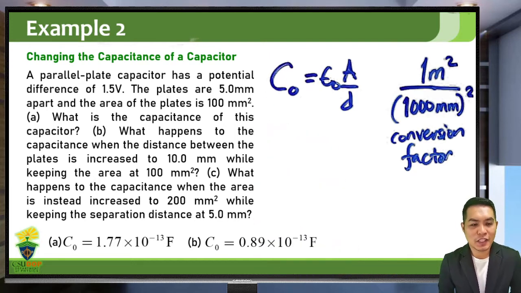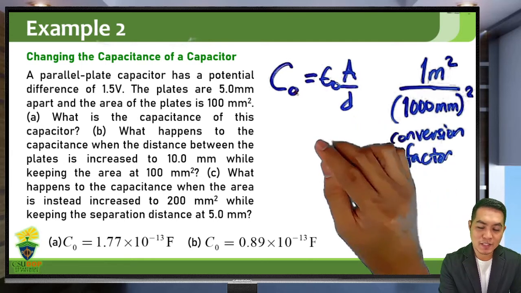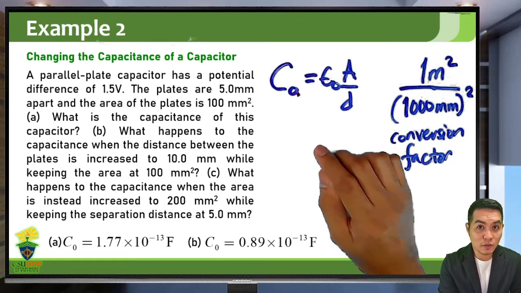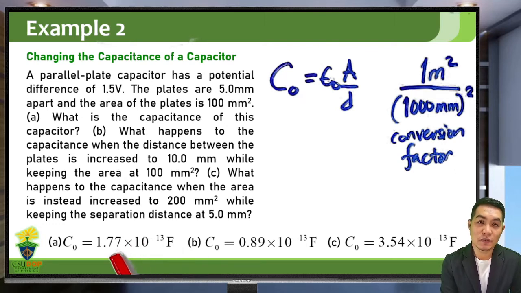Okay, letter C. What happens to the capacitance when the area is instead increased to 200 millimeters squared while keeping the separation distance at 5 millimeters? So this is now changing the area. And take note, capacitance is directly proportional to area. So if you double the area, you also double the capacitance. So you use the same formula and you will get a value of 3.54 times 10 to the negative 13 farad, which is double 1.77 times 10 to the negative 13 farad.